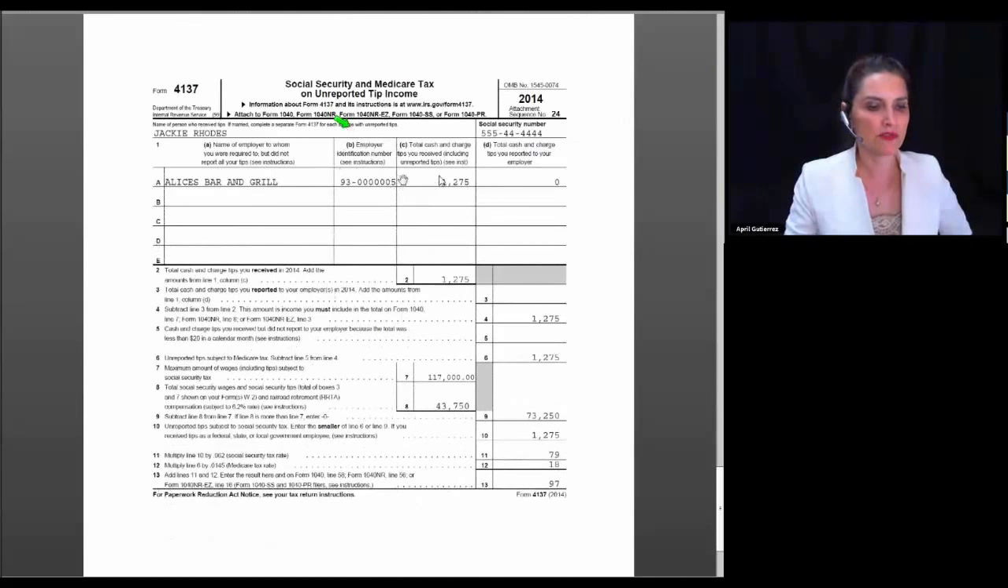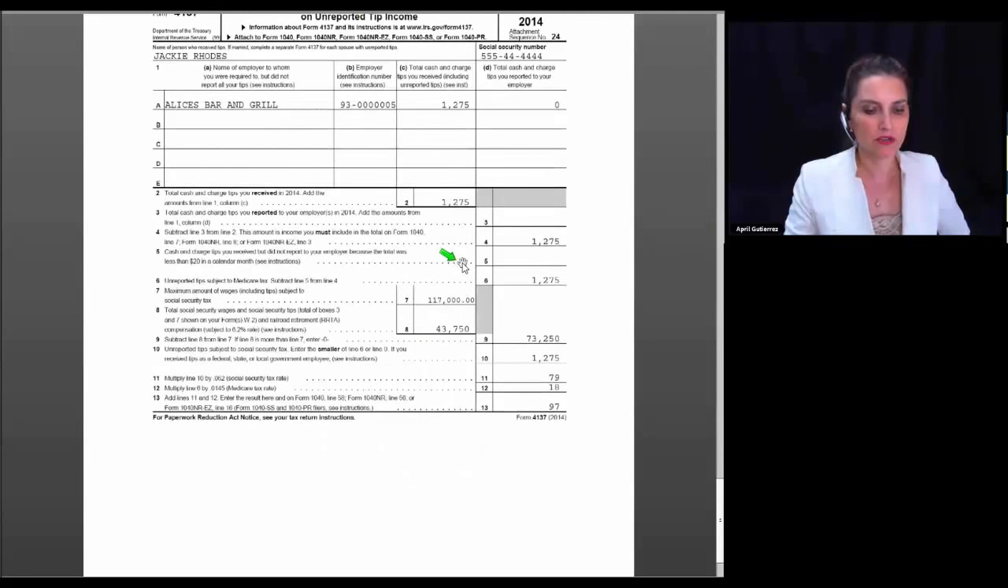On Form 4137, we show the total cash tips she received. Cash tips she reported to her employer was 0. She owes tax on all tips received. We're going to do the calculation down here. 6.2% of $1,275 is $79, and 1.45% of $1,275 is $18. You add those up and you get $97.